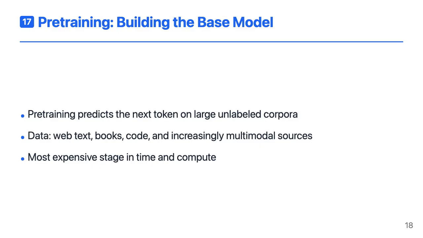All large language models start with pre-training. The model is shown massive amounts of text, and often code and other modalities, and simply asked to predict the next token. This deceptively simple objective forces it to learn grammar, facts, and patterns of reasoning. Pre-training is by far the most resource-intensive phase, often taking weeks or months on large accelerator clusters, but it creates a general-purpose base model that can be adapted to many downstream tasks.